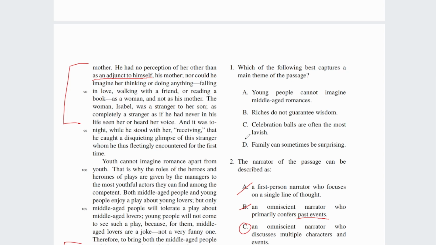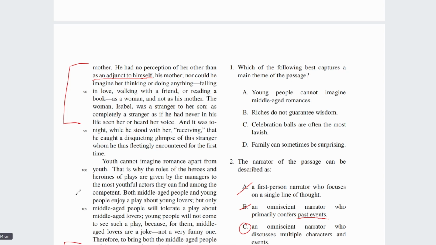Well, I think young people not being able to imagine middle-aged romances is a point, a theme in this passage, but I wouldn't say that it's a main theme, right? It's this weird aside, especially here in these lines, sort of 85 to 95. But this is really mostly, as we discussed earlier, a device for explaining what's going on with George as he's having this realization, as he is starting to be able to imagine what's going on in his mother's head, or what her experience might be like outside of being his mother.